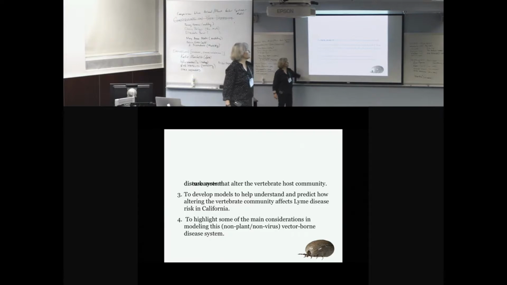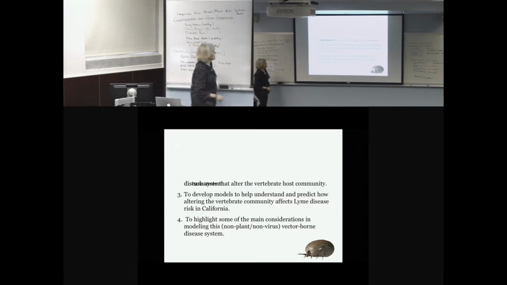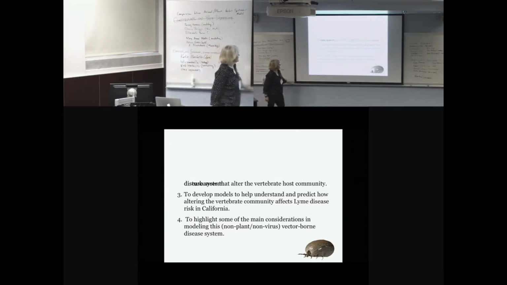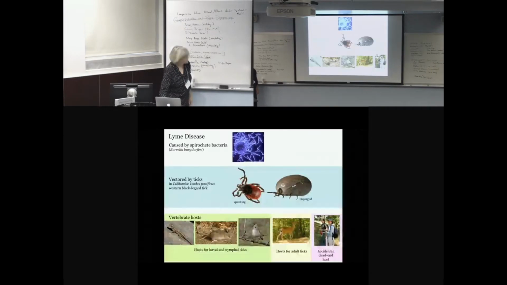We've been developing models to help understand and predict how altering the vertebrate community affects Lyme disease risk in California. And as I was sitting in Lou's talk, I was wondering, okay, which types of models am I doing? Well, you can help me decide afterwards. Also, I'll be highlighting some of the main considerations of modeling this particular system, and we can wonder about how it would relate to vector-borne plant models.